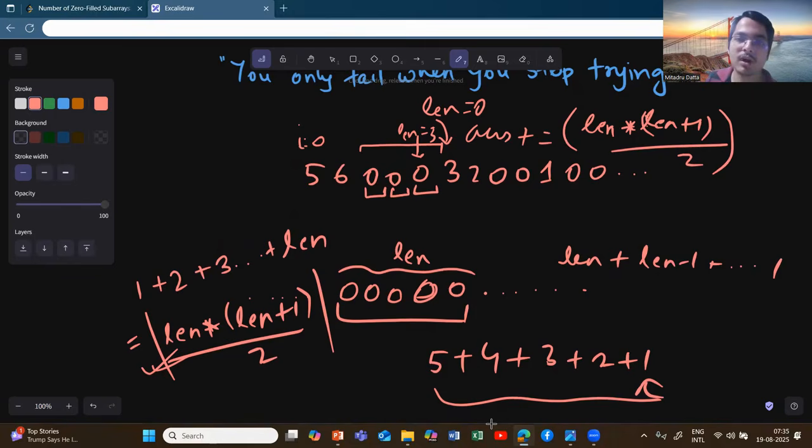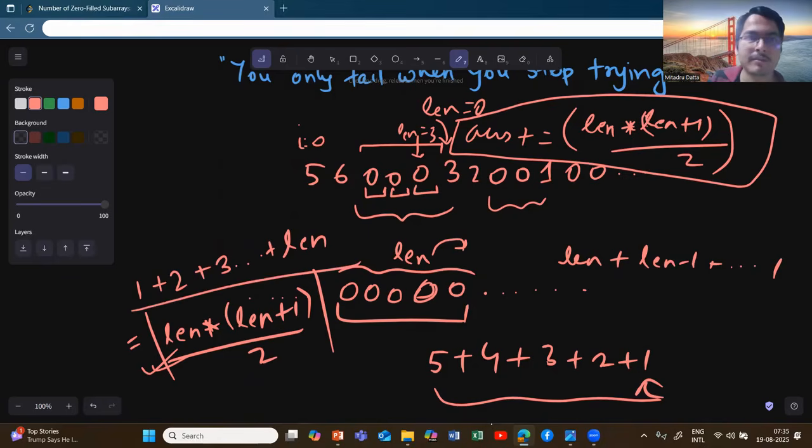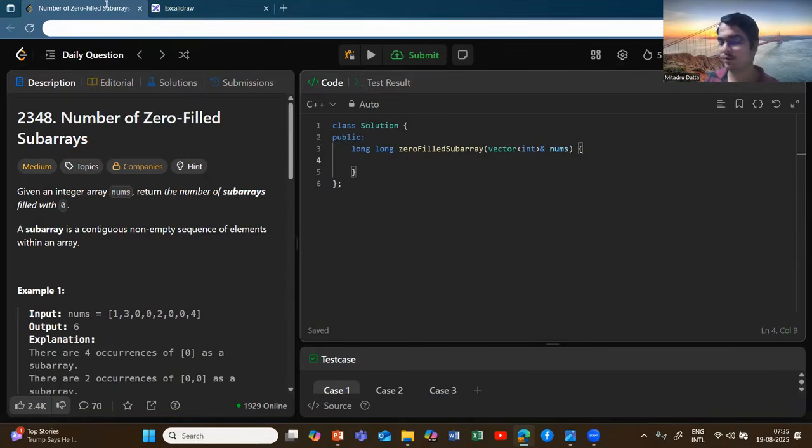So I calculate each continuous chunk of zeros and keep adding its total value to the answer, because the contribution from a chunk of length len is nothing but 1 plus 2 plus 3 all the way till len, which is the sum of the first natural numbers. I hope you get it easily, and you must remember to output your answer in the form of long long.